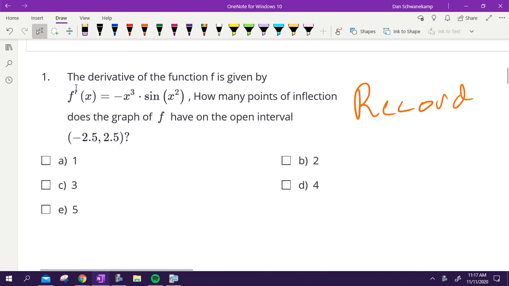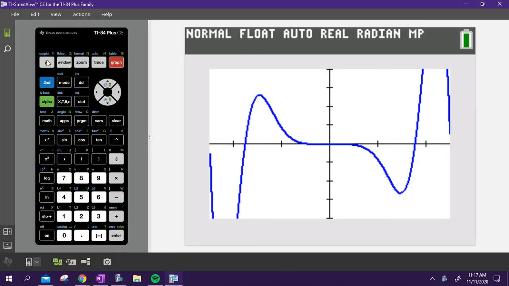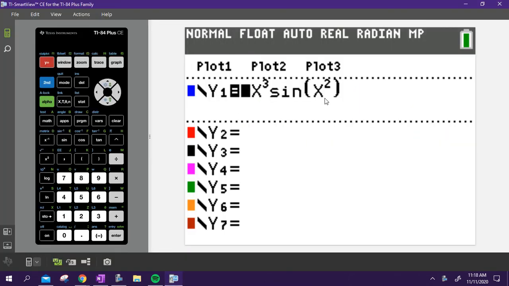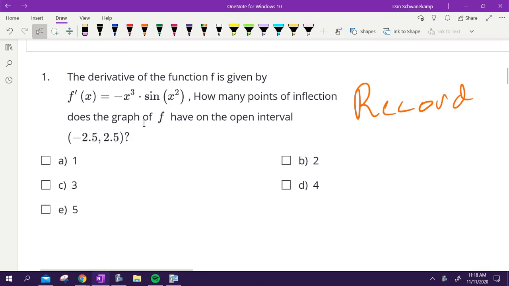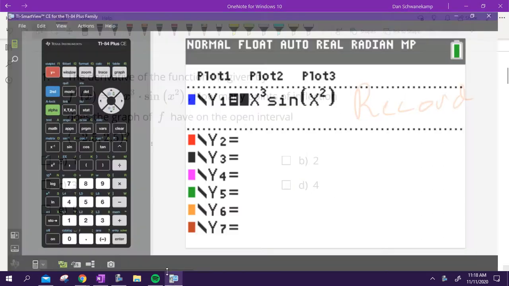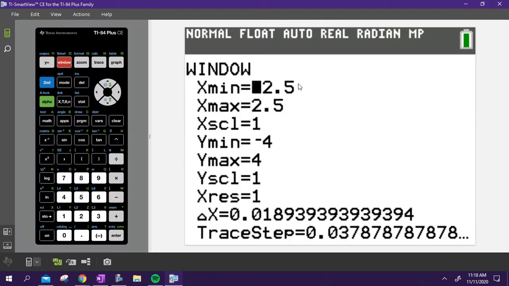The derivative of the function is given by f prime. How many points of inflection are on that graph? So a couple things I wanted you to do here. The first thing is being able to type in the equation. Okay. The second thing is looking at the window. It's from negative 2.5 to 2.5. So window negative 2.5 to 2.5. I want to make sure that's true.